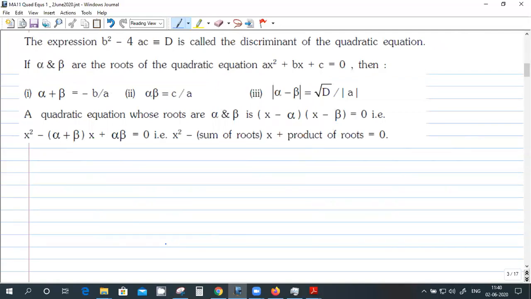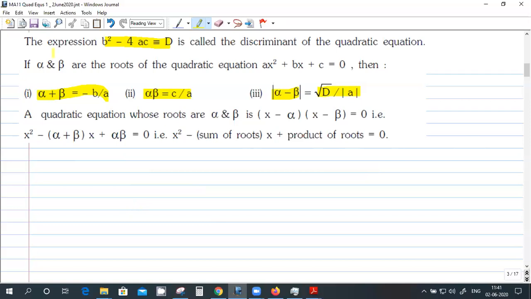This is fine. You know this thing, the discriminant. These things you might already be knowing: the sum of roots is minus b by a, and the product of roots is c by a. These two you know, right? And the difference between the roots is the square root of the discriminant divided by a.